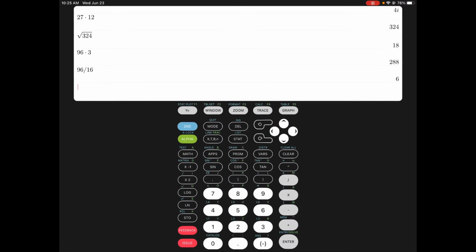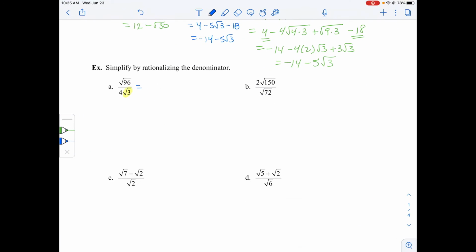is 6. So that's 16 times 6 over 4 root 3, which is 4 root 6 over 4 root 3. Oh, and actually look what happens here, guys. The 4's cancel, and root 6 divided by root 3 is root 2. Okay, so things made it a lot easier if we simplified first.